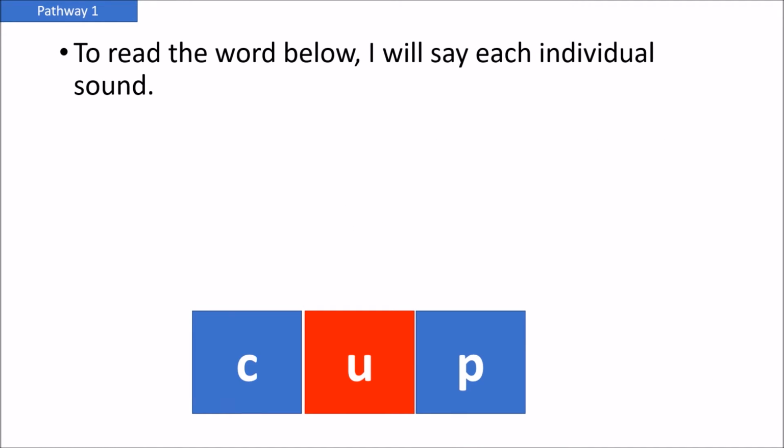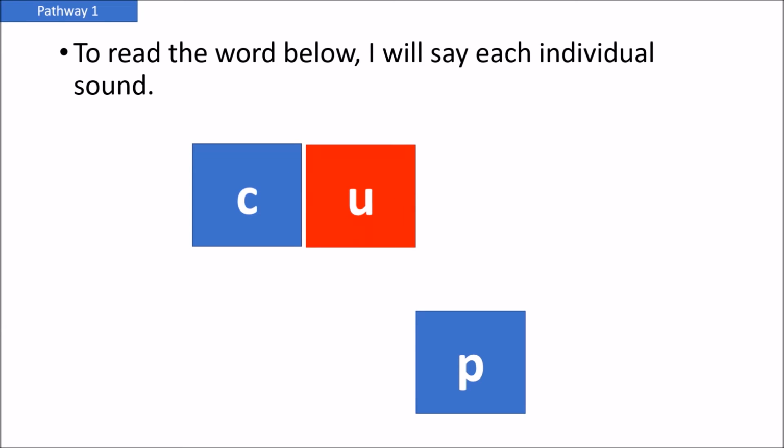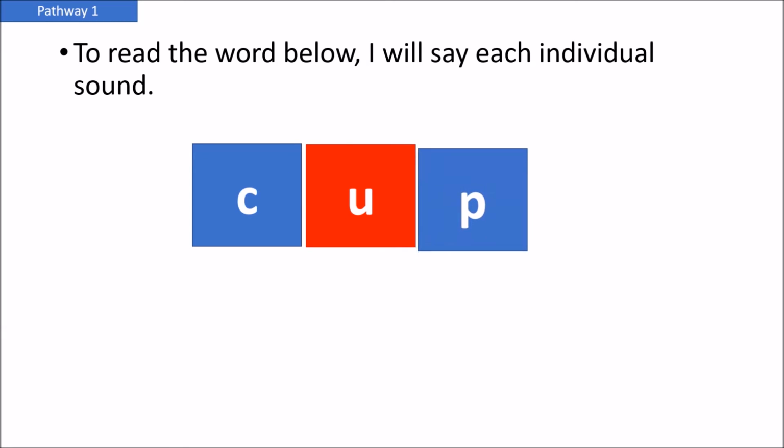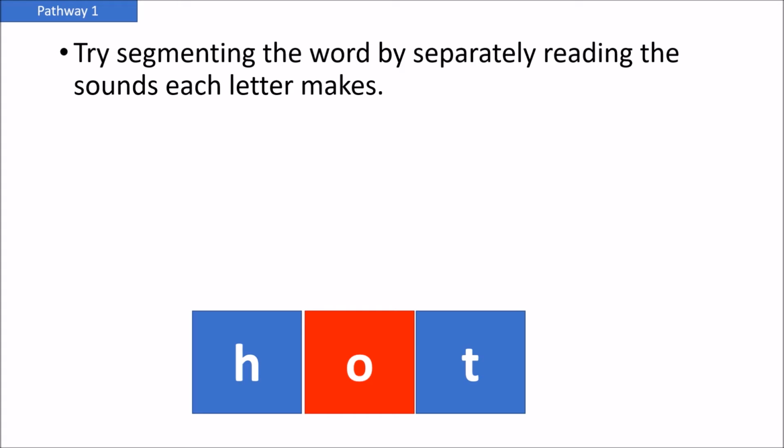To read the word below, I will say each individual sound. K, u, p. I have segmented the sounds in the word cup. Try segmenting the word by separately reading the sounds each letter makes.